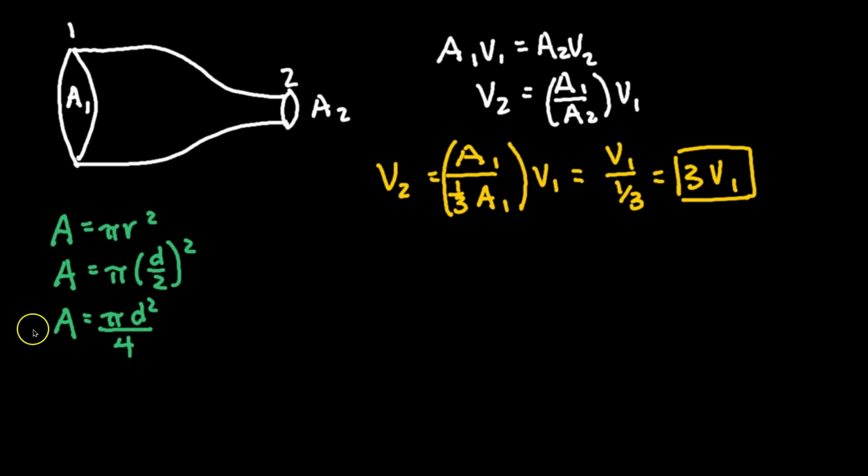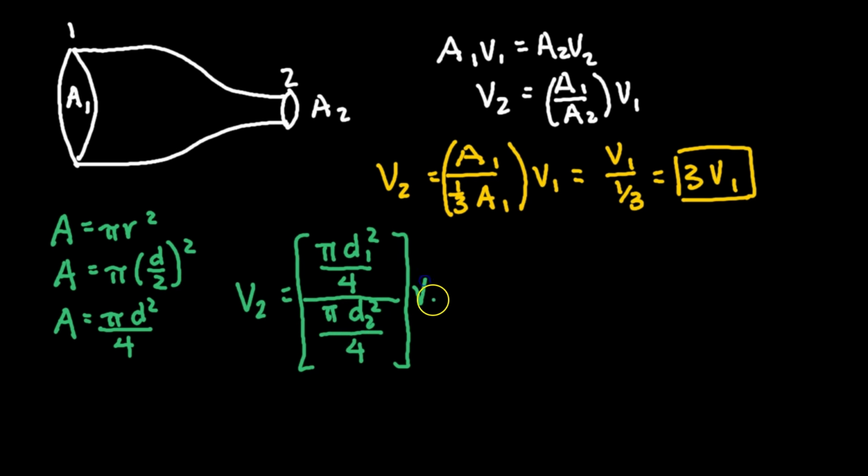So if you want to calculate the area of a circle and you're given the diameter and not the radius, this would be the equation. To calculate the velocity of the fluid at point 2, we're going to start with our equation that we derived at the beginning of this problem, which is v2 is equal to A1 over A2 times v1.